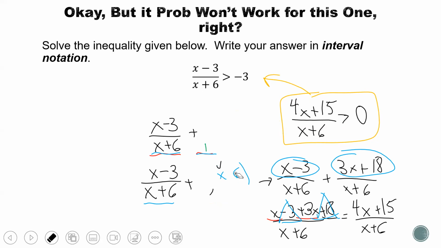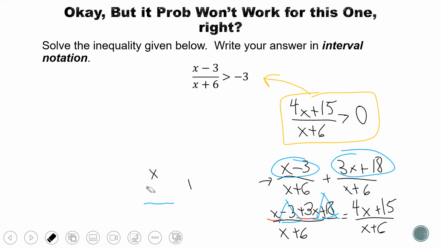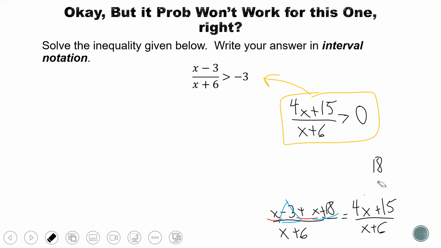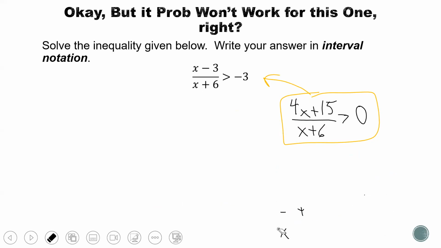And we'll approach it the same way we did the previous one. So we want to find out what makes the numerator equal to 0, because that will make the whole expression equal 0. Figure out what makes the denominator equal to 0, because that's where the function is undefined. Then we'll draw our number line and use our test points. So starting with the numerator, the 4x plus 15.